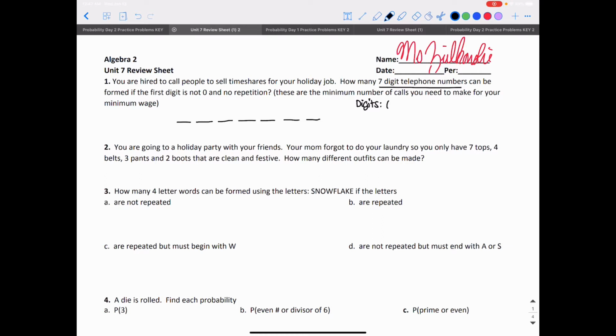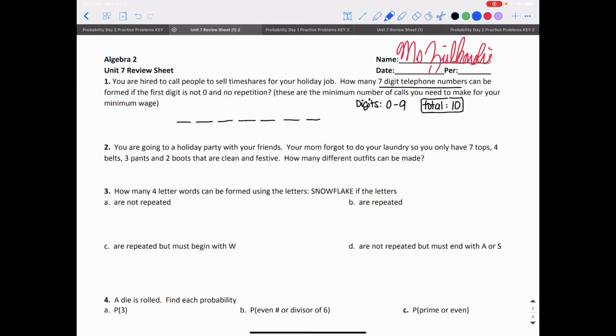So I know that I have 0 through 9, which if you count that out, 0, 1, 2, 3, 4, 5, 6, 7, 8, 9, you have a total of 10 digits to choose from. So you have 10 digits to choose from that are single digits that can go in those spots, or that are options for that 7-digit phone number, each digit in it.